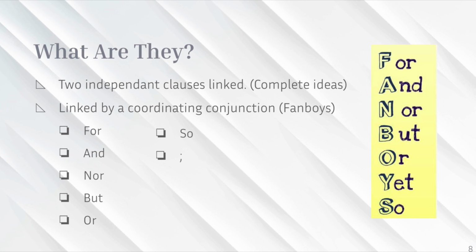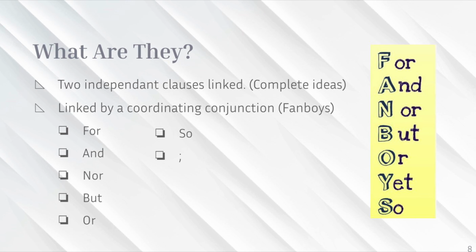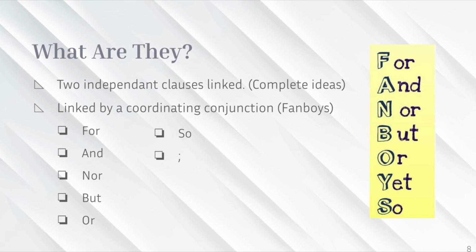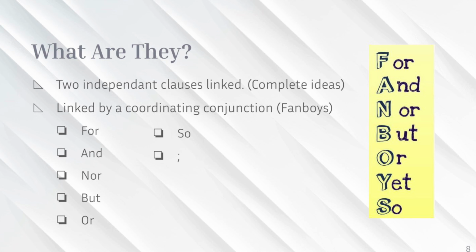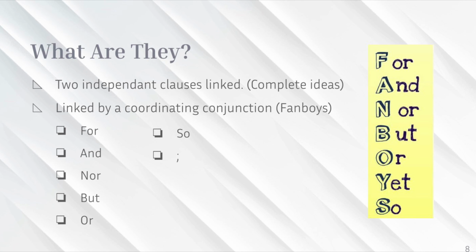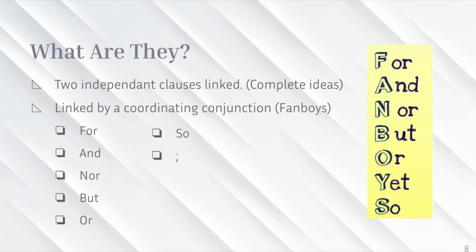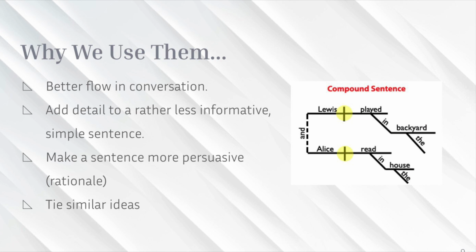Up next, we have compound sentences. A compound sentence is 2 independent clauses linked. This means 2 complete ideas linked together by a coordinating conjunction. FANBOYS is an acronym given to the most popular ones, which stands for for, and, nor, but, or, yet, so, or a semicolon.